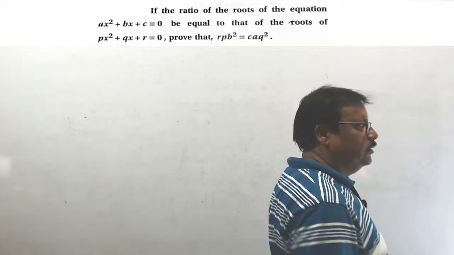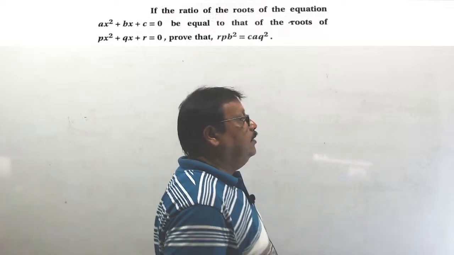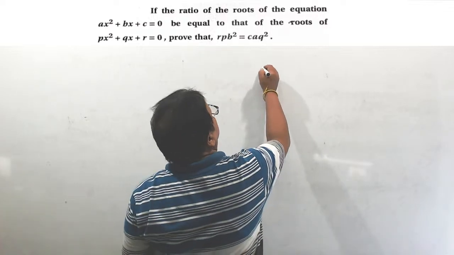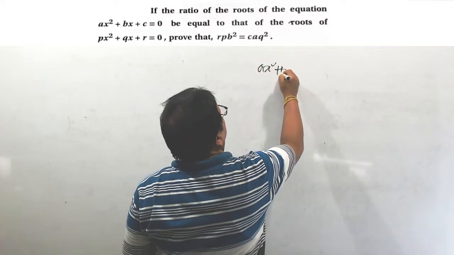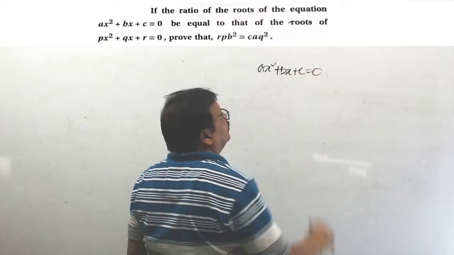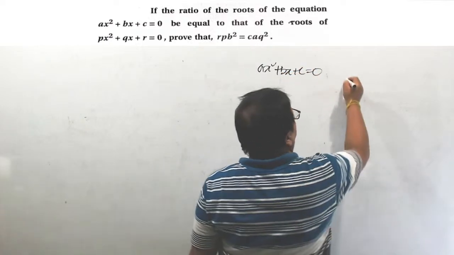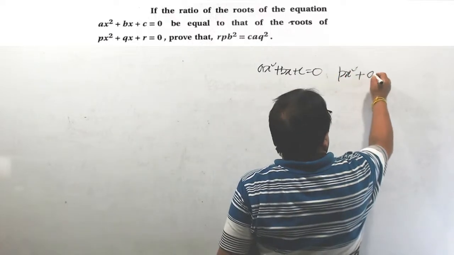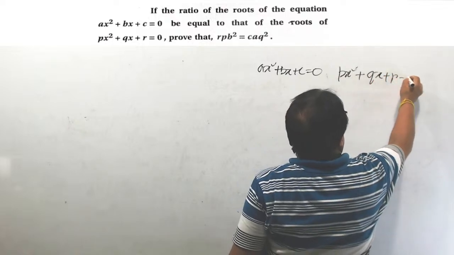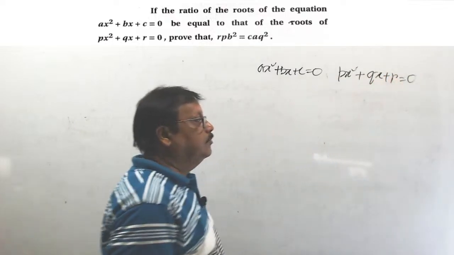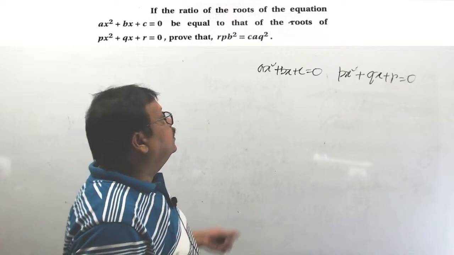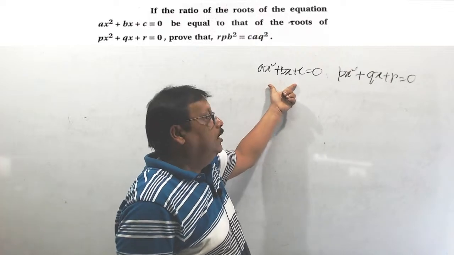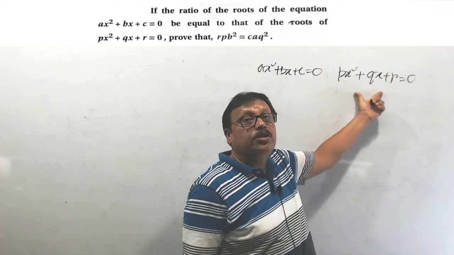How will you do it? If the ratio of the roots of one equation, ax square plus bx plus c equals 0, and another equation, px square plus qx plus r equals 0, are equal, that is, the ratio of the two roots of this equation is equal to the ratio of the roots of the other.